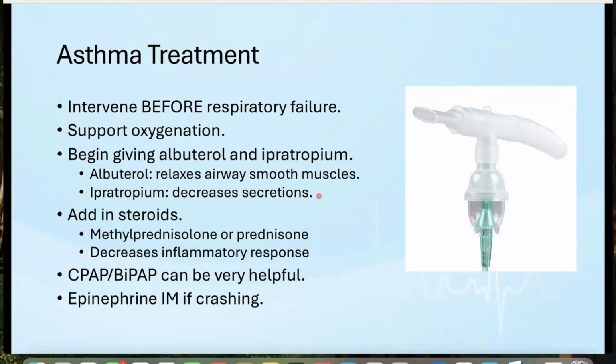The couple that we carry are methylprednisolone or Solu-Medrol or prednisone. The reason we give a steroid is because that decreases this inflammatory response that is occurring, so we get that swelling that's present to begin to go down as well. Very important thing to note is methylprednisolone is supposed to be given either intravenously or orally.